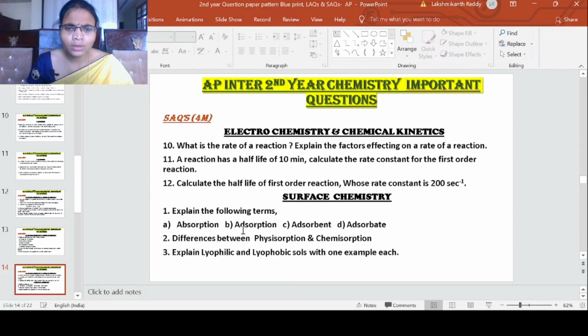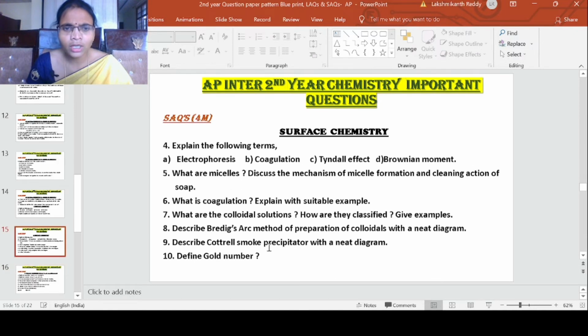So next, surface chemistry short answers. Define terms: absorption, adsorption, adsorbent, adsorbate. Differences between physisorption, chemisorption, lyophilic, lyophobic, colloidal solution. Explain the following terms: electrophoresis, coagulation, Tyndall effect, Brownian motion. What is a micelle? So how are they formed, mechanism, and in the cleaning action of soap.